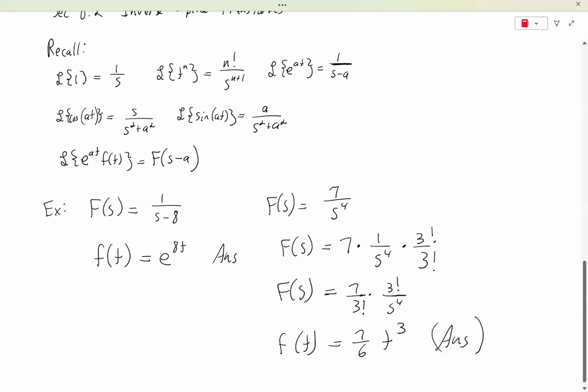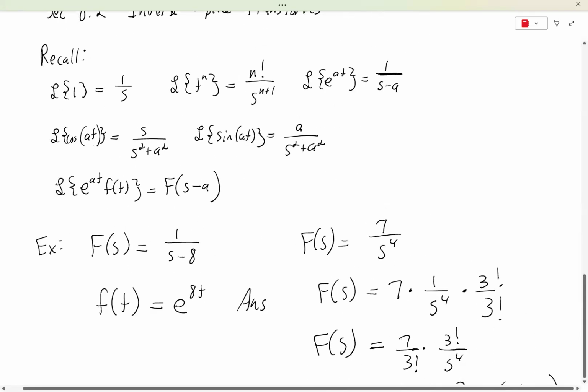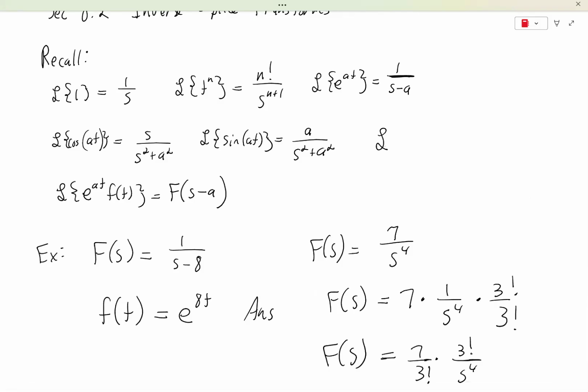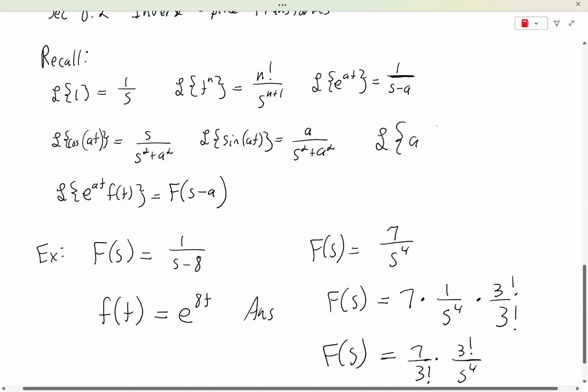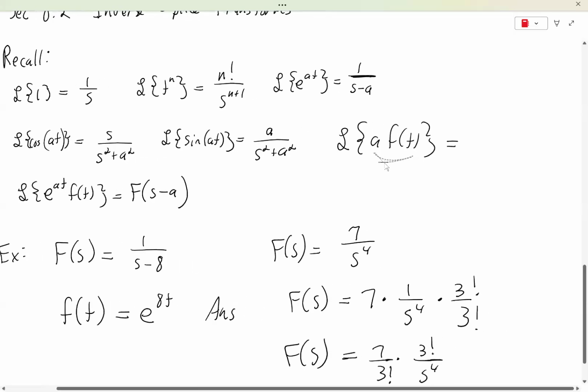I should also maybe mention we had a couple other rules. We talked about these last time, but I think it's worth mentioning. I'll just write this down. You don't have to write this down, but the Laplace of, say, a times f of t, if you have a constant there, the Laplace of a constant times a function, it's a linear transformation. So you can take the a out.